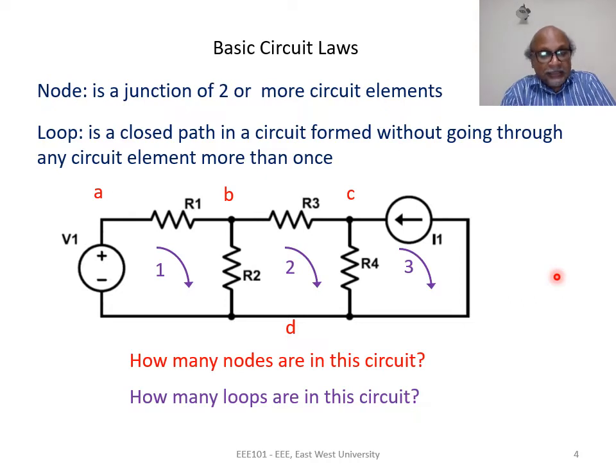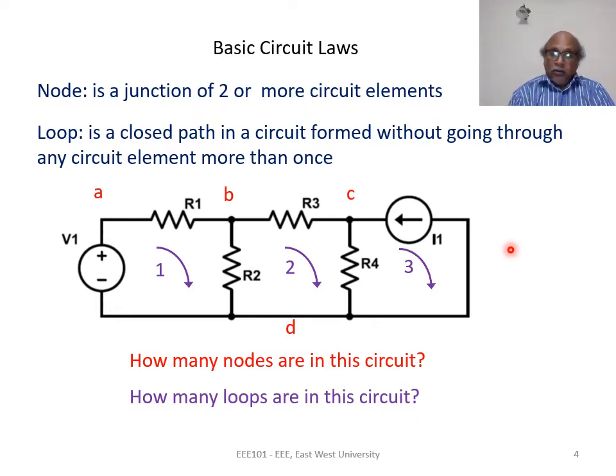The question is, is there any other loop in this circuit? Of course. If we combine loop 1 and loop 2, we get a bigger loop: A, B, C, then D and A. This is a bigger loop. We can get another bigger loop by combining loop 2 and loop 3. B, C, go through the current source to D, return to B through R2. This is another bigger loop. So we identify two more bigger loops.